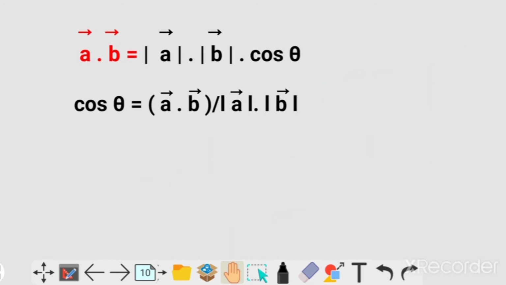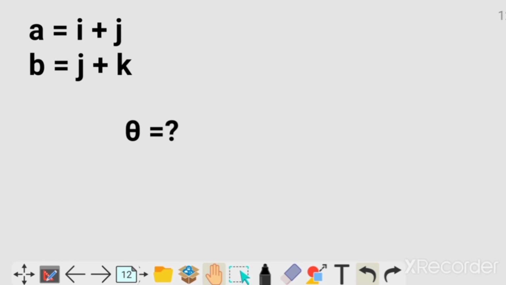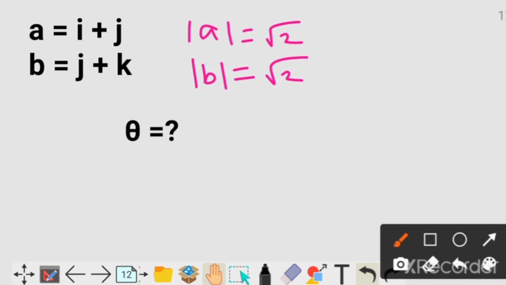Now let's take another example. For the next example, A equals i plus j and B equals j plus k. So the modulus of A will be root 2 and modulus of B will be root 2, right? Now for A dot B, it will be 1, because for i dot i there is no i in B, so it is 0, and there is no k in A, so k's value is 0, so there is only one, that is j dot j equals 1.